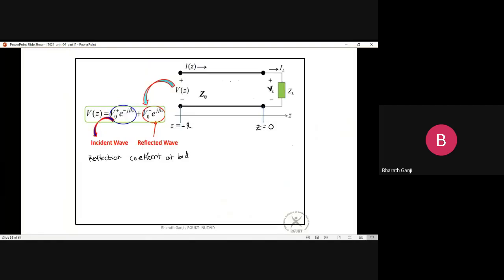Say for example, I have a situation like this. Let me take a load. Say I have a line like this, and say the transmission line has a characteristic impedance of 50 ohms, and this is connected to a load of 100 ohms. So then what is the value of the reflection coefficient at the load? What will it be? Yes?